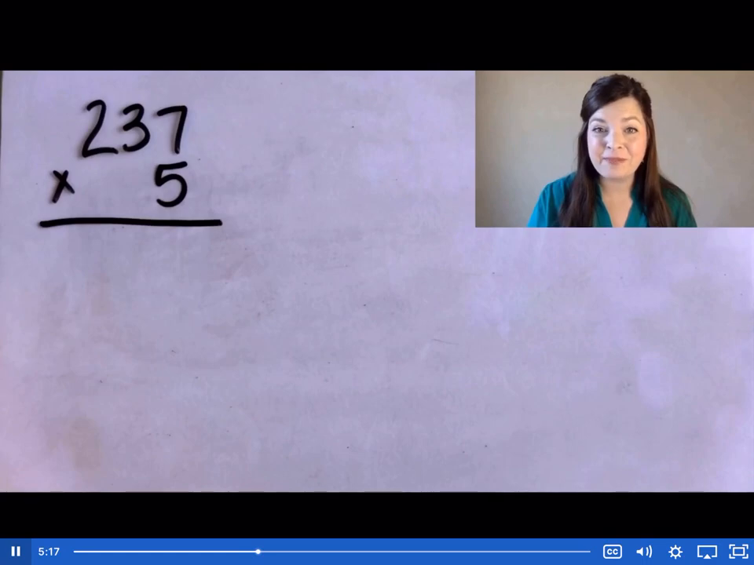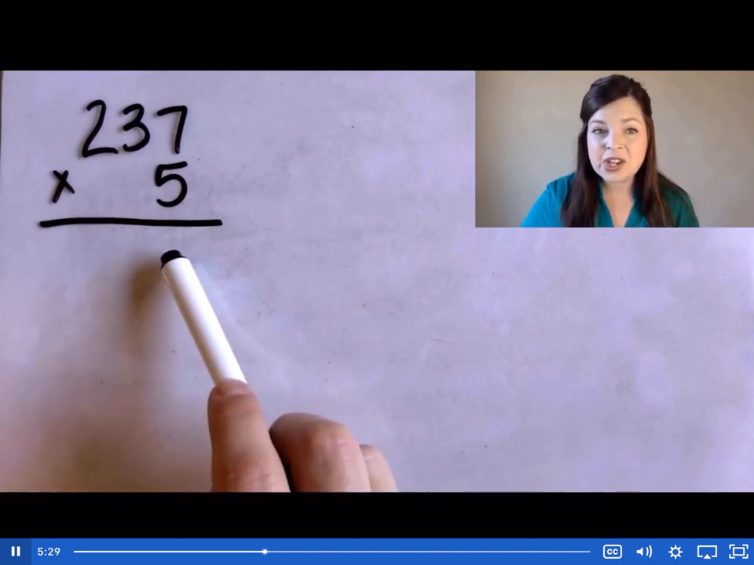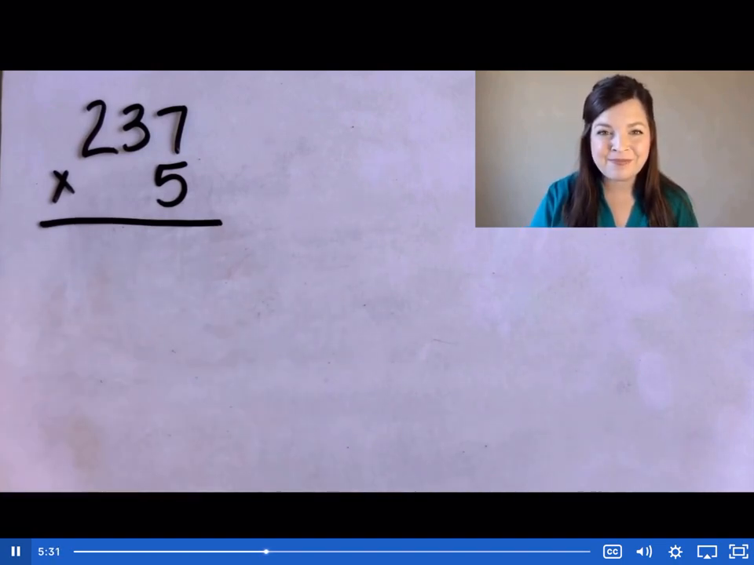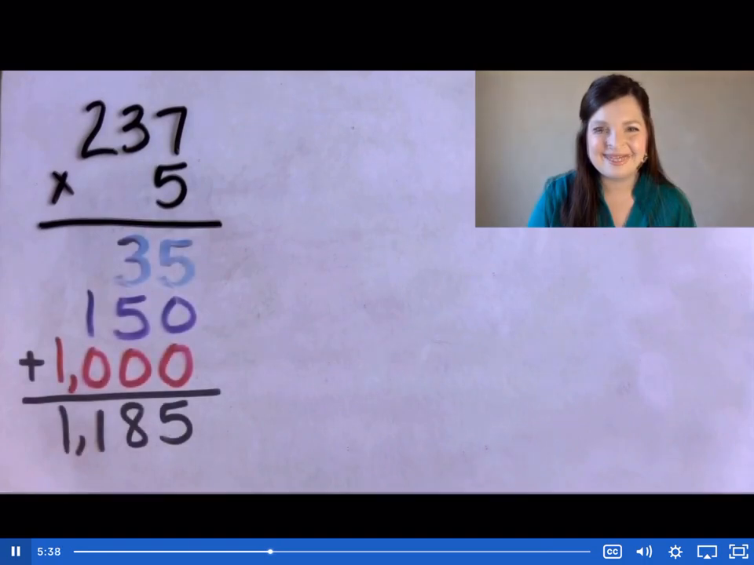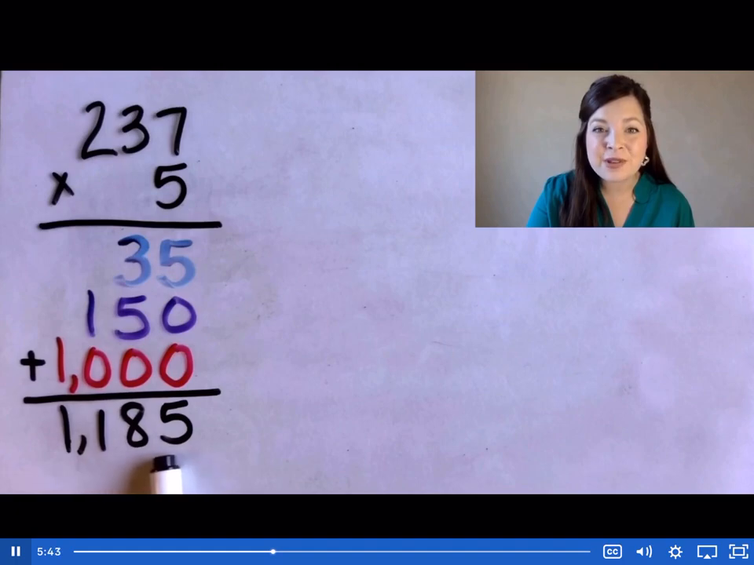Let's try another one. Read the problem with me. 237 times 5. Now pause the video and solve the problem using partial products, recording each of the partial products below the problem, like you learned in the previous lesson, and then come back and we'll compare our work. Welcome back. Did you find the product to be 1,185 like I did? If not, pause the video, check your work with mine, and see if you can find your mistake.